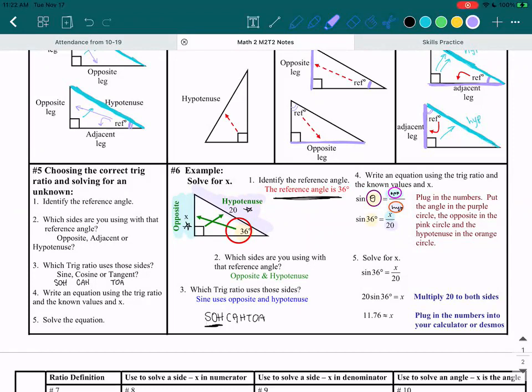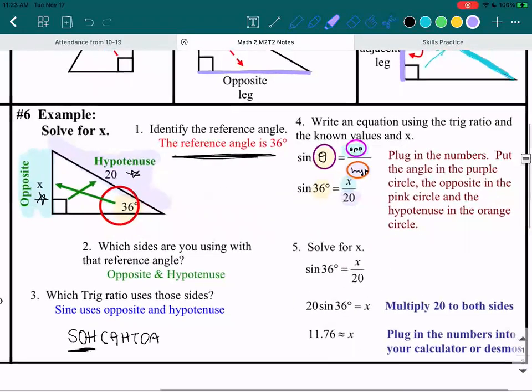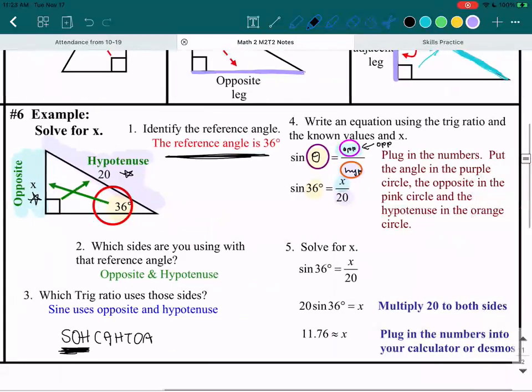What do the circles say inside the circles? Opposite and hypotenuse. I was trying to write it, but it's kind of small, I was trying to fit it in the circles. It just says opposite and hypotenuse because that's what sine is. Sine is the SOH part of SOHCAHTOA, and the O stands for opposite, so that says opposite. And the H stands for hypotenuse, so that says hypotenuse.